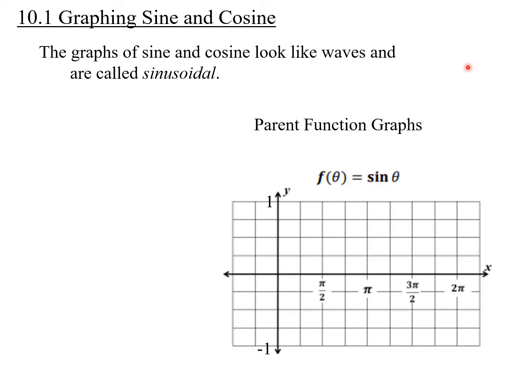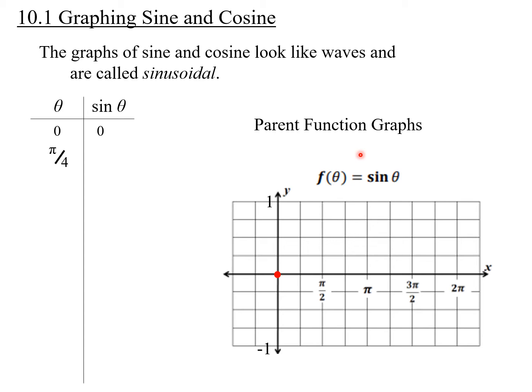The way we're going to do this is we're going to get a graph here, and then we're going to get a table of values. We're just going to plug values in for theta, evaluate their sine, and graph it. So, for example, if theta is 0, the sine of theta is 0. We're just going to plot that on the graph right there.